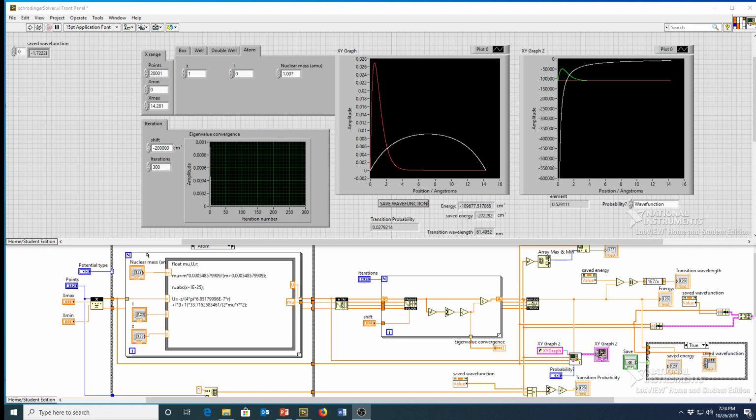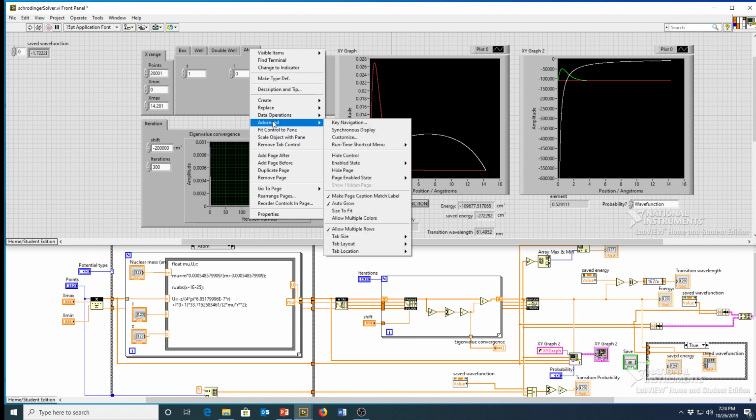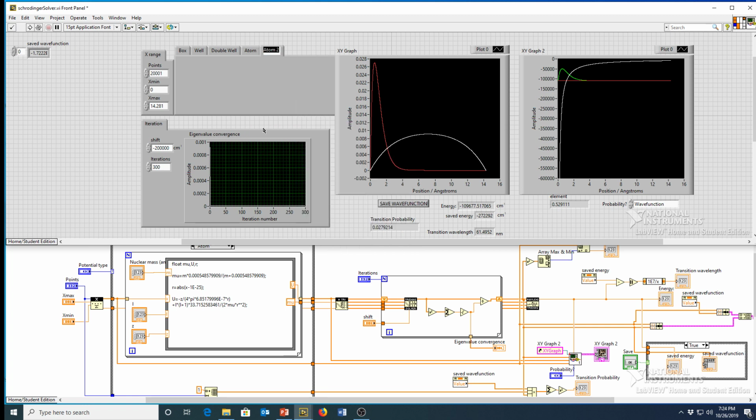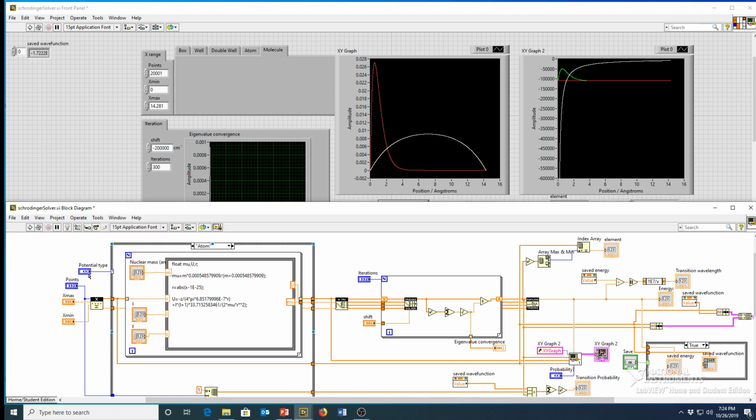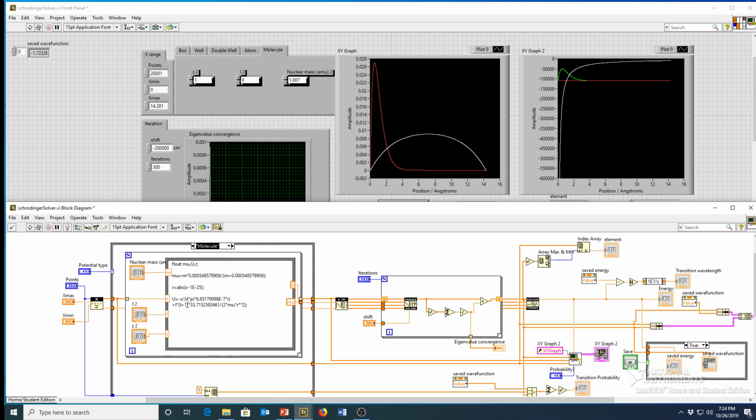Okay, so we've got the atomic solution to Schrodinger's equation programmed in here. Let's add our next case, which will be for the molecule. So I'm going to add a page to the tab control for molecule, and I'm going to add another case to our potential type case structure in the block diagram. And I'm going to duplicate the atomic case in order to do this because the molecule is very similar to the atom.